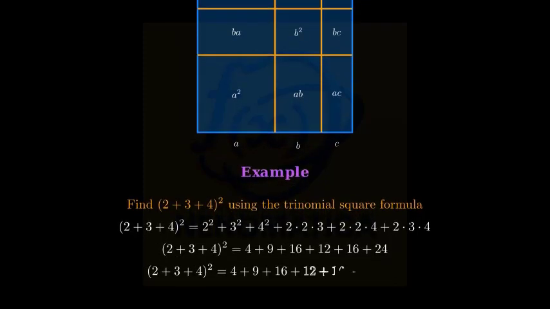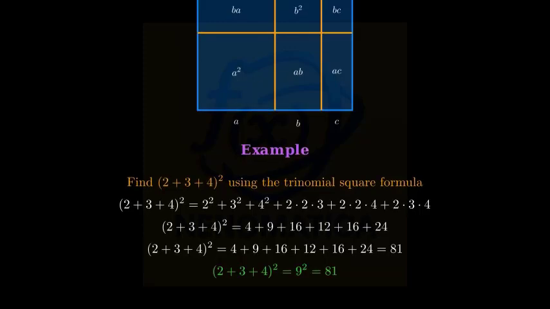Adding all these terms together, we get 4 plus 9 plus 16 plus 12 plus 16 plus 24, which equals 81. Let's verify this result by calculating 2 plus 3 plus 4 directly, which is 9, and then squaring it, which gives us 81. So our formula is correct.